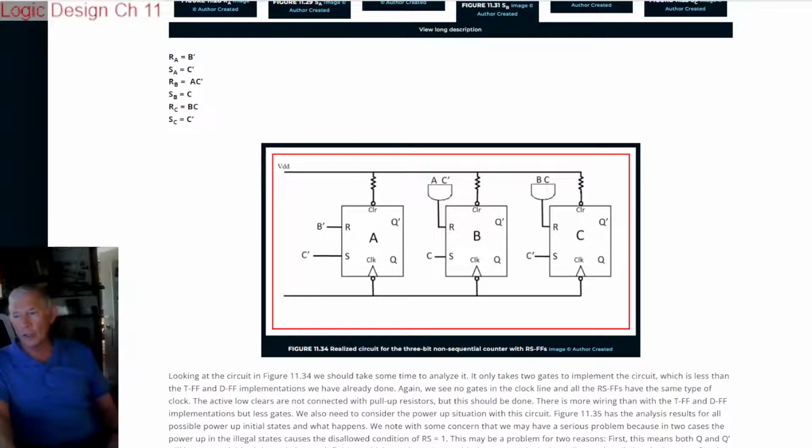And here's our circuit. Two inputs. In the case of A, B prime, C prime. In the case of B, C and A, C prime. In the case of B. In case of C, B, C and C prime.